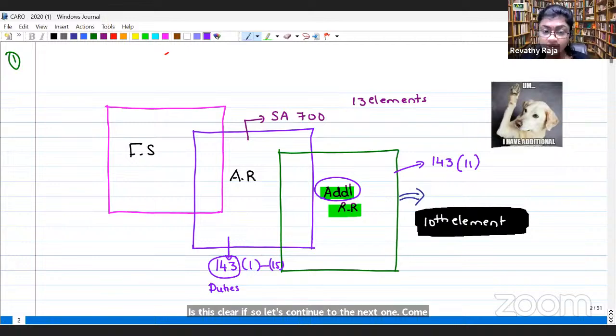Come on, life is a race. Run, run, run. Can we go to the next?